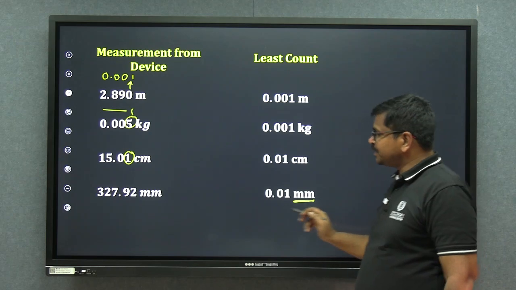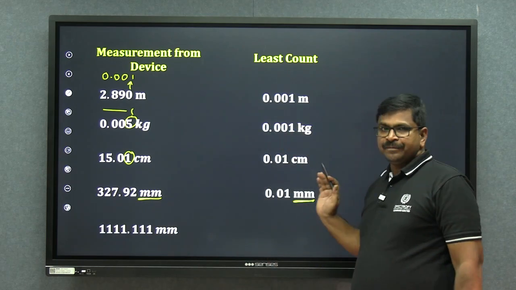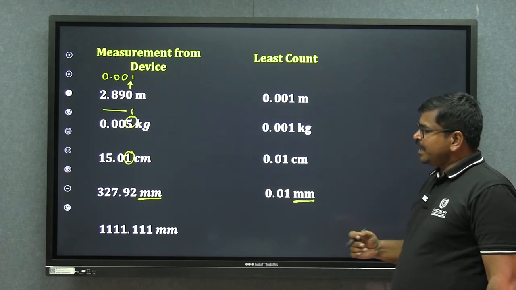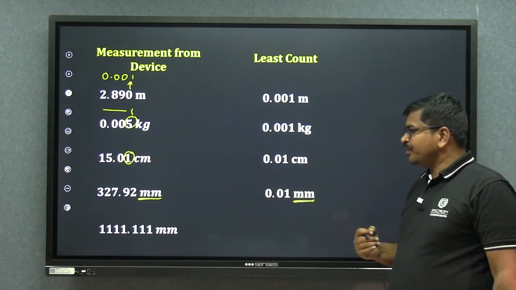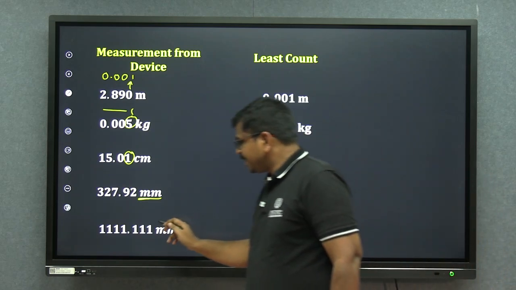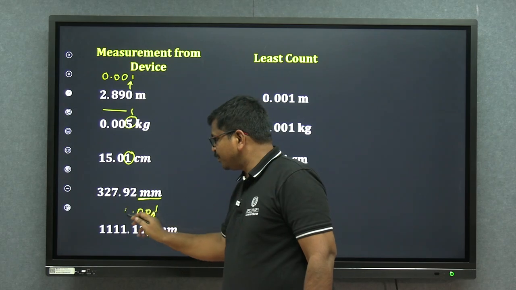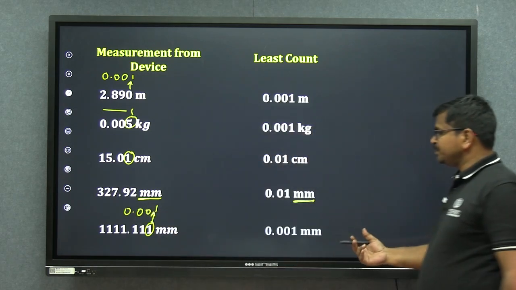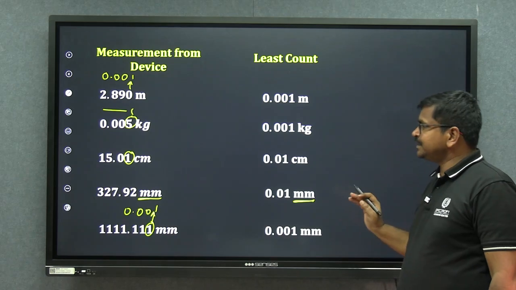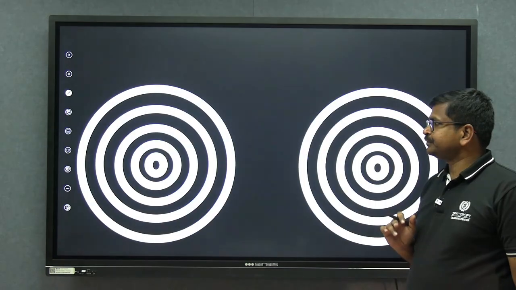Be careful with the units also, units must match. So this is the idea. Last one, if I give you 1111.111 millimeter, the least count is: rightmost digit keep 1, remaining all 0. So 0.001 mm is the least count for this one. So this is the idea of how to get the least count from the measured value.